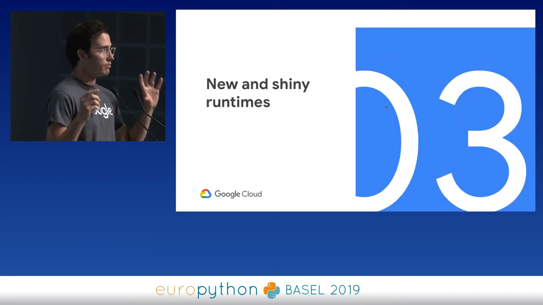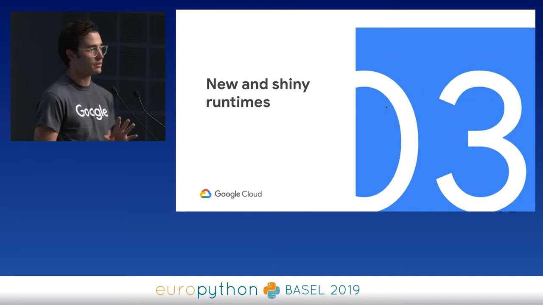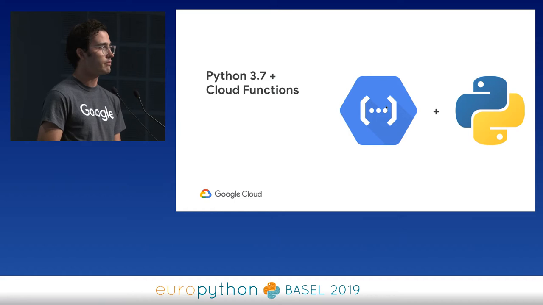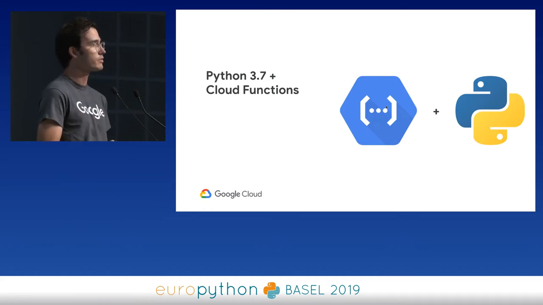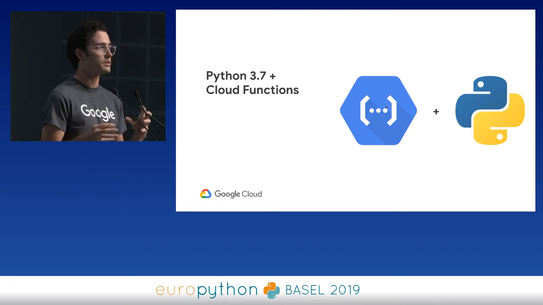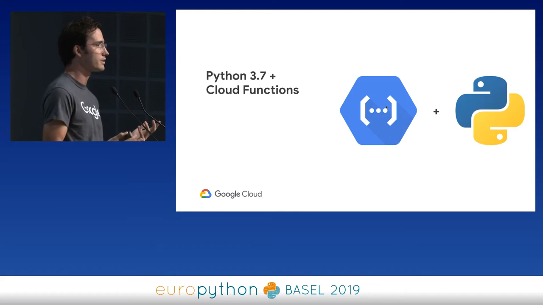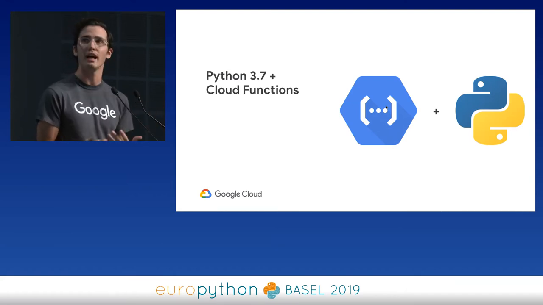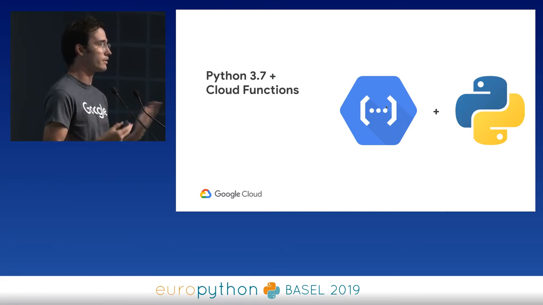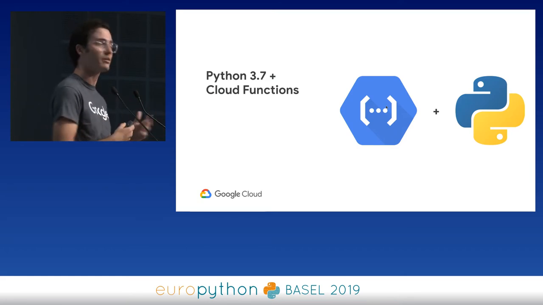All right, let's talk about some new and shiny runtimes for these serverless products. In Cloud Functions, we have a Python 3.7 runtime. It is the only Python runtime available for Cloud Functions. It's really exciting because the way we built it allows us to add more Python runtimes as new versions of Python are released. So when 3.8 comes out in October, pretty soon afterwards we should have a Python 3.8 runtime. So you're not forced into a certain version of Python, though besides 3.7 and 3.8, you can't go older.